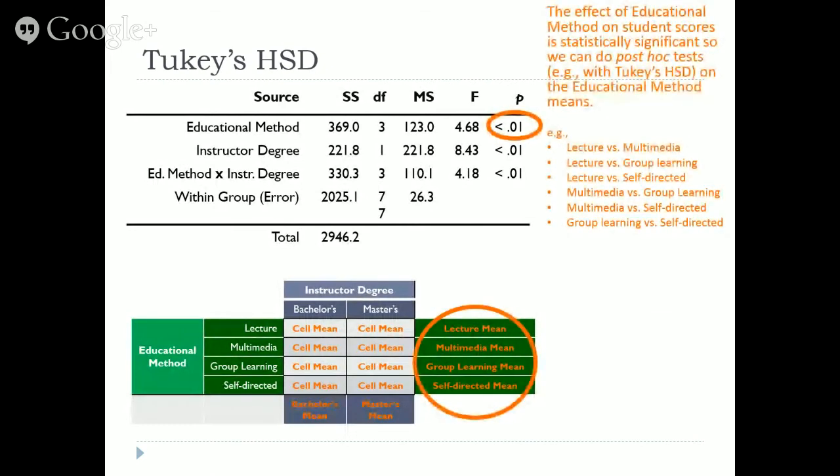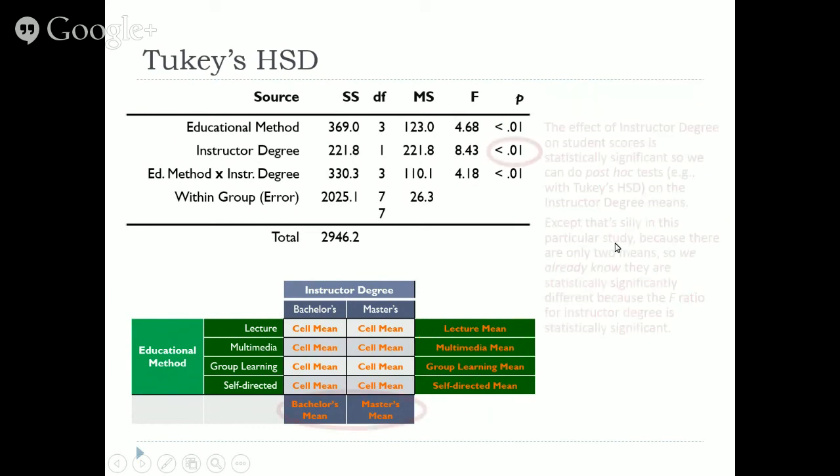Let's look at the first effect, the effect of educational method. That was statistically significant. Therefore, we can do post hocs with the educational method means. So these are marginal means. These aren't the means of the individual cells. These cells are collapsed, their average, and the average of these two here, and the average of these two here, and the average of these two here. So these are marginal means. So we can compare lecture to multimedia and multimedia to self-directed, etc. We can do all these comparisons if we like, all 6 of them.